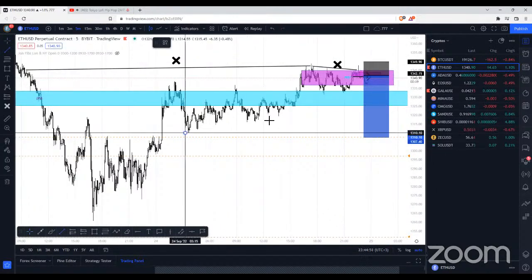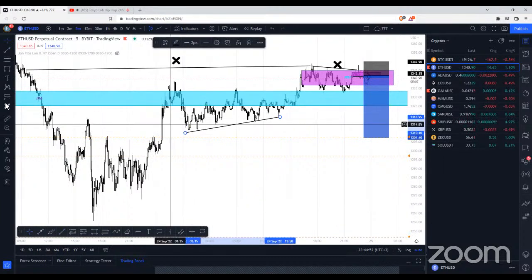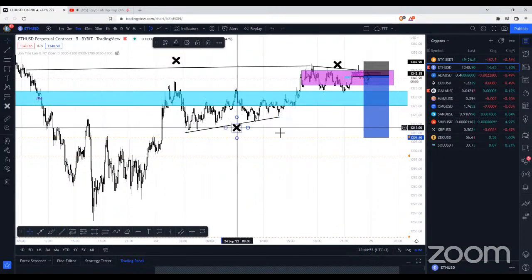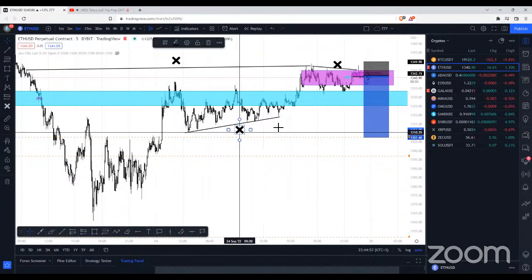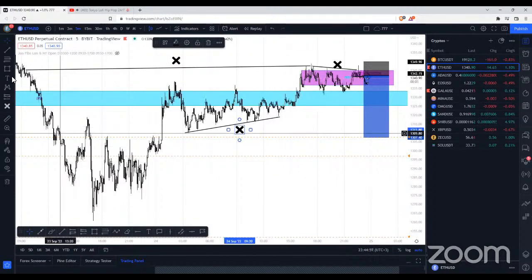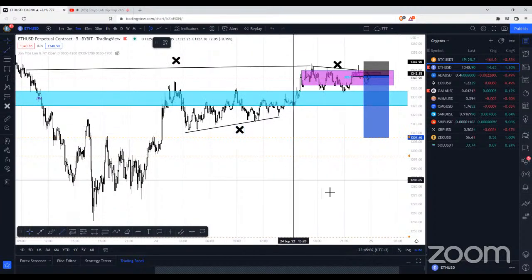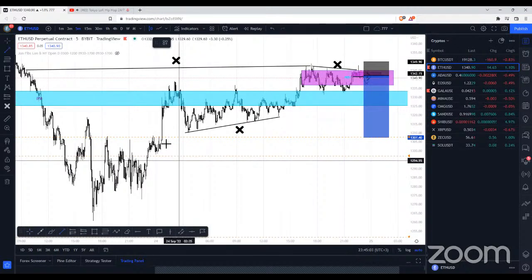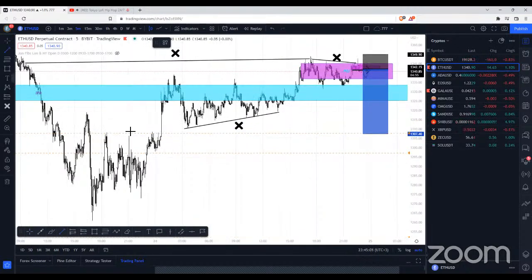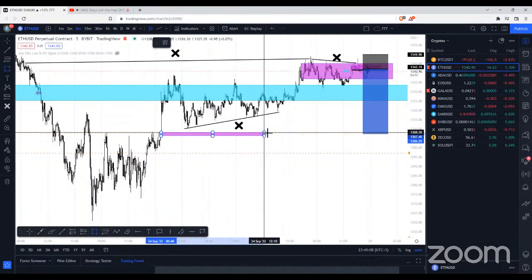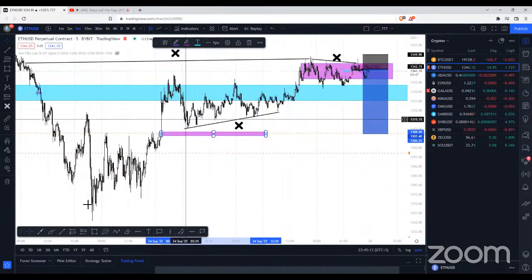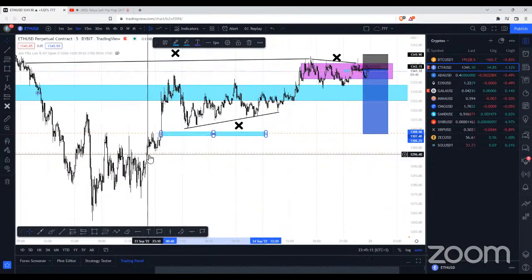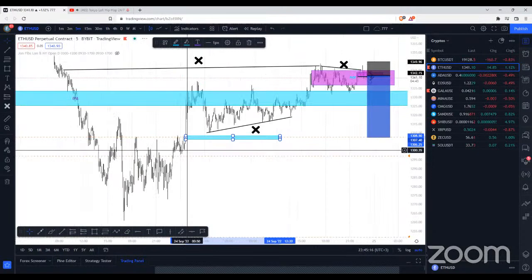Targets right here within this area, which I potentially see it come down to. I don't know, it might not be today, it might be tomorrow, who knows? You just don't know what the market is going to do. You also have a slight imbalance here that you can target, and of course the low and this imbalance right here as well. But that's what I'm looking at for Ethereum.